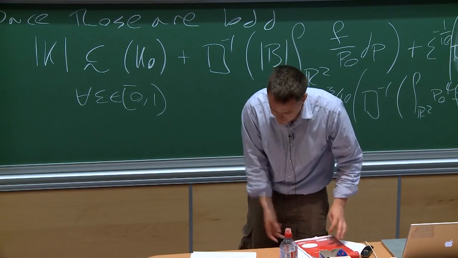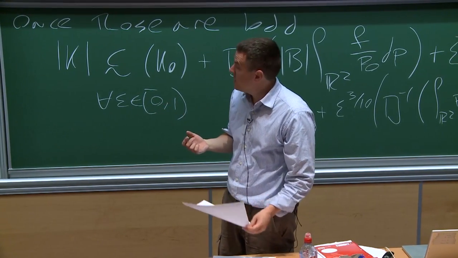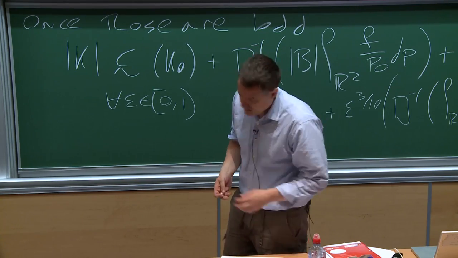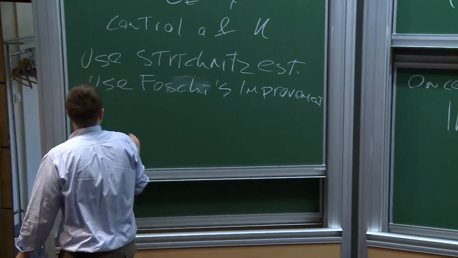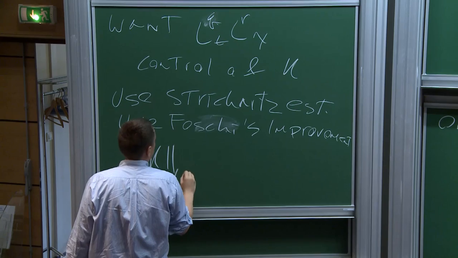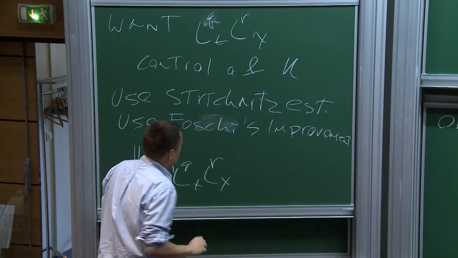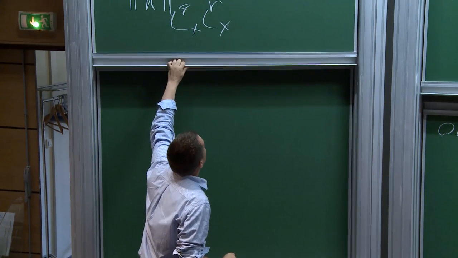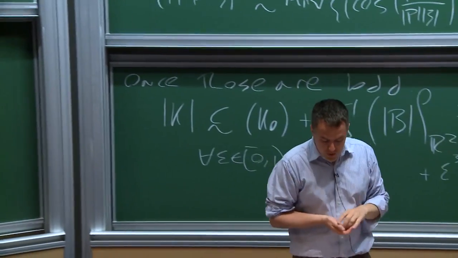I need to speed up. So then you can apply Strichartz estimates and you obtain a bound for K in L^Q_t L^R_x. Okay, so now we want to use this bound.